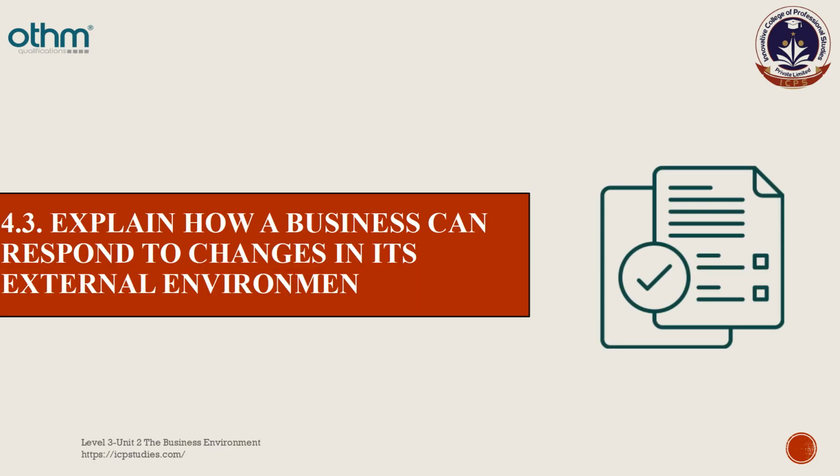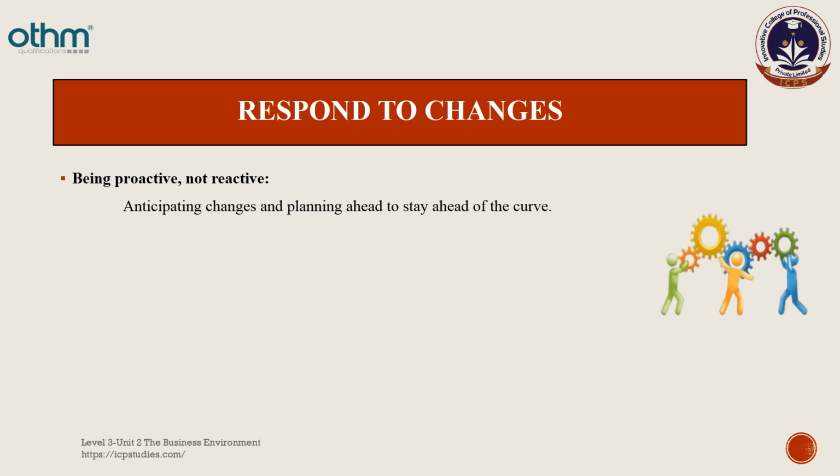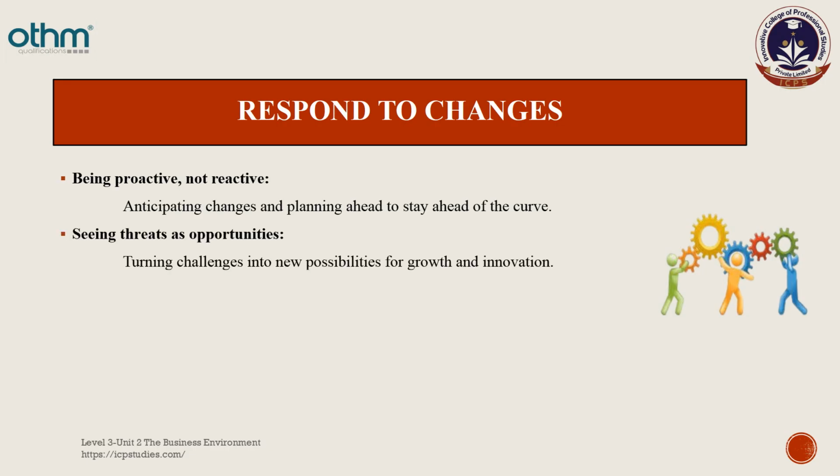of the company. Now we have the third assessment criteria of the fourth learning outcome, and in this assessment criteria, we will try to understand how businesses can respond to all these changes in the external environment. So the first response is being proactive, not reactive. It is important to anticipate change and plan ahead to stay ahead of the curve. It is important for companies to predict change so they can plan what they can do to overcome the change.